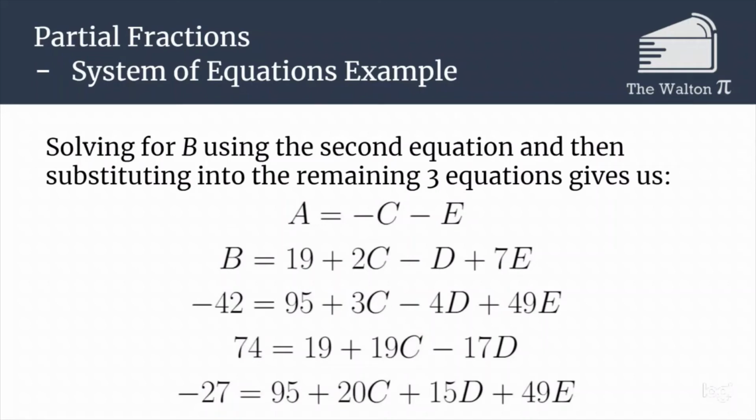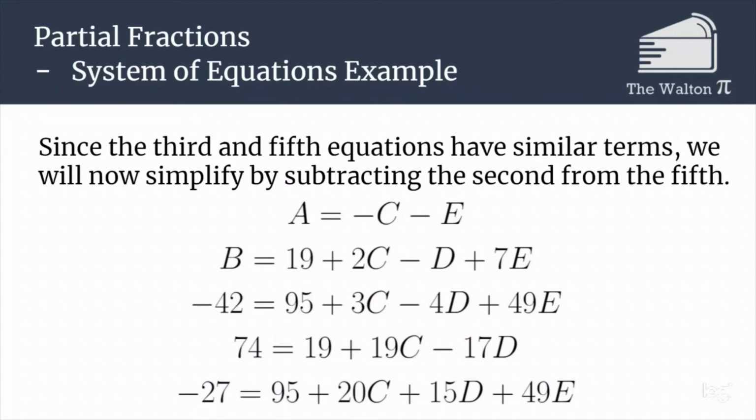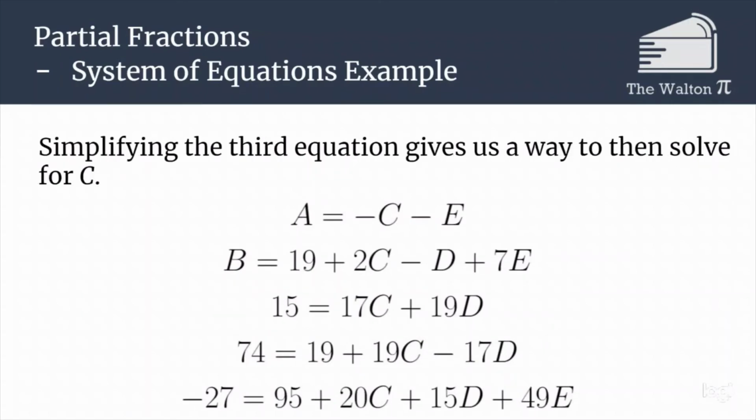Now our next goal is to find a way to solve for another variable. Looking at the third and fifth equations, notice that they are pretty similar. They both have a 49e and they both have a constant of 95. So we are going to subtract the third equation from the fifth equation, and that's going to give us this. So 15 is 17c plus 19d. That is much simpler to deal with.